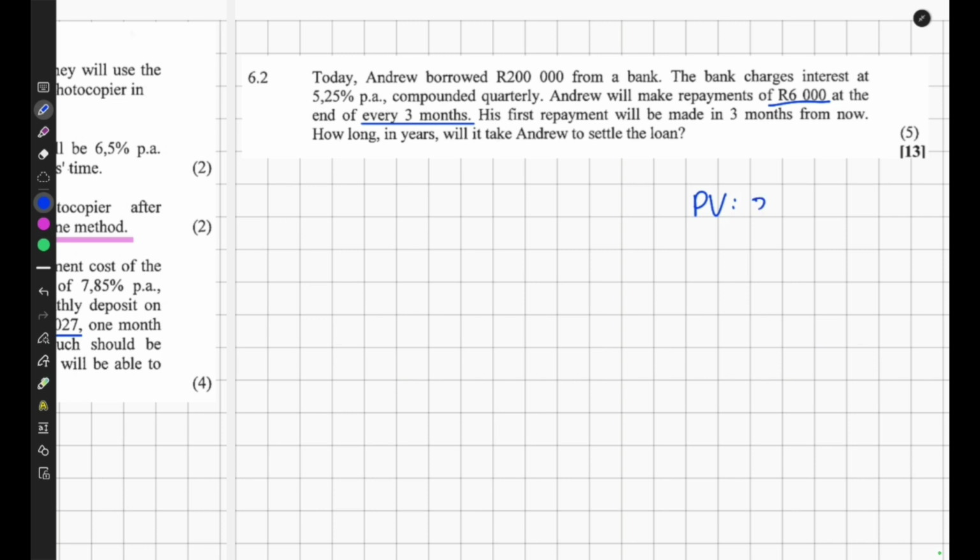Now, I can see the present value is 200,000. They're telling me X is 6,000. They're telling me this is quarterly, so I, that I have, I'll say it's 0.0525 over 4. And then N is actually what I want to work out. So I don't know what N is, but I know it is quarterly. So whatever it is, I need to times it by 4 again. Now I can sub into the formula.